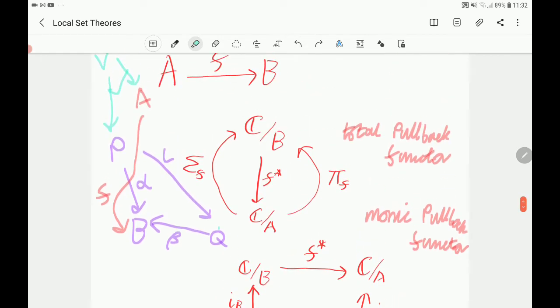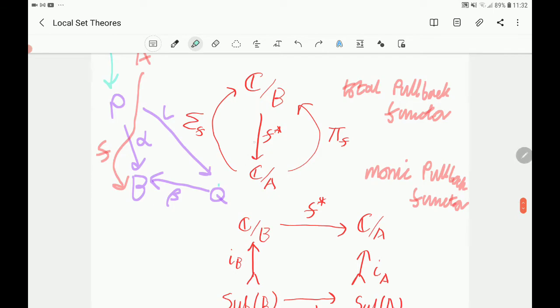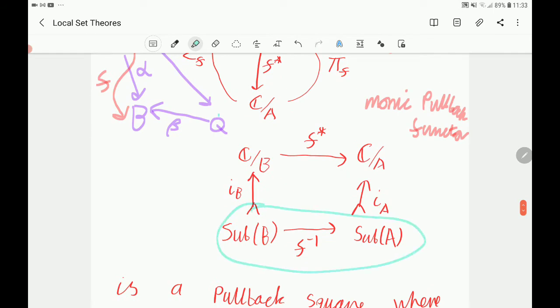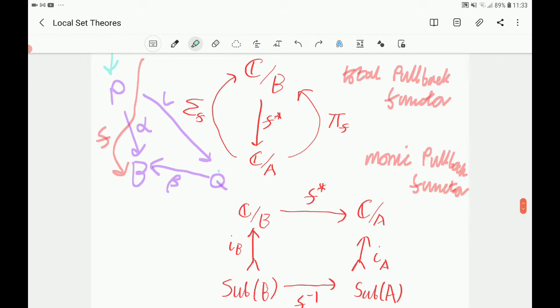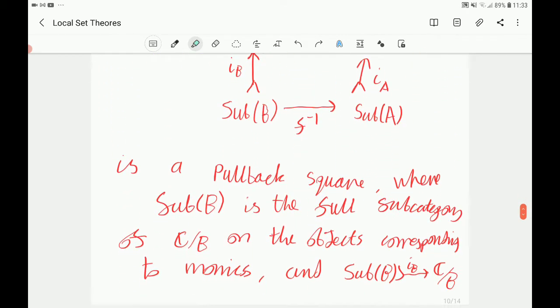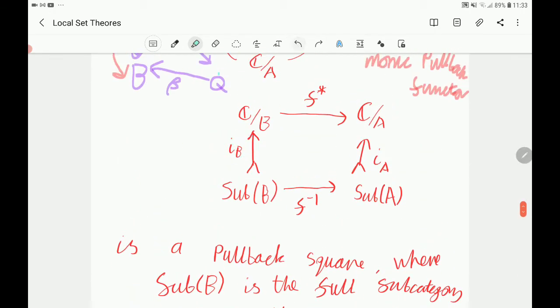And even more lovely, and this is something I kind of guessed, but it seems so rational that I think it has to be true: when we restrict F star to monics, it becomes like F to the -1, and then that has a left adjoint, which is the thing that gives existential quantifiers, and it has a right adjoint which gives universal quantifiers. Okay, so this is a pullback square. These are just inclusion functors.